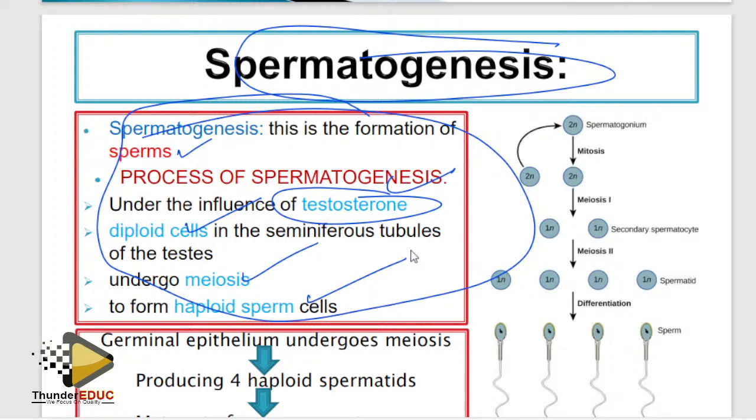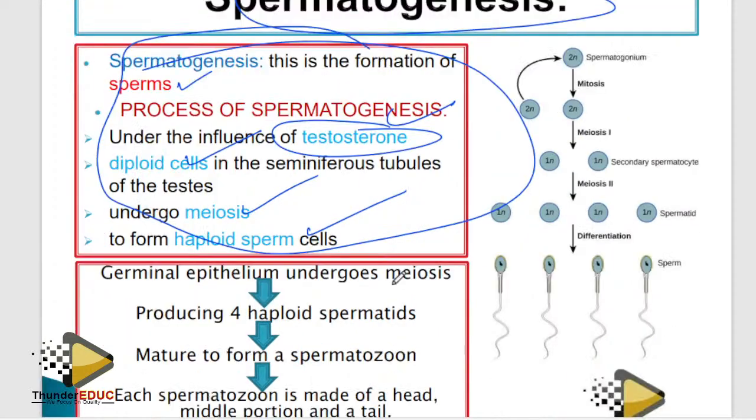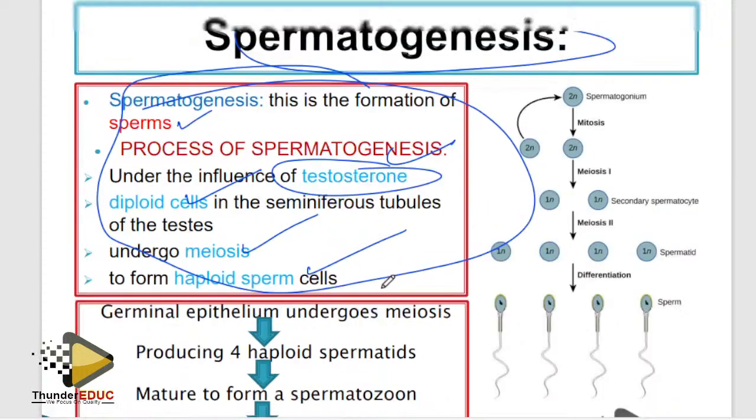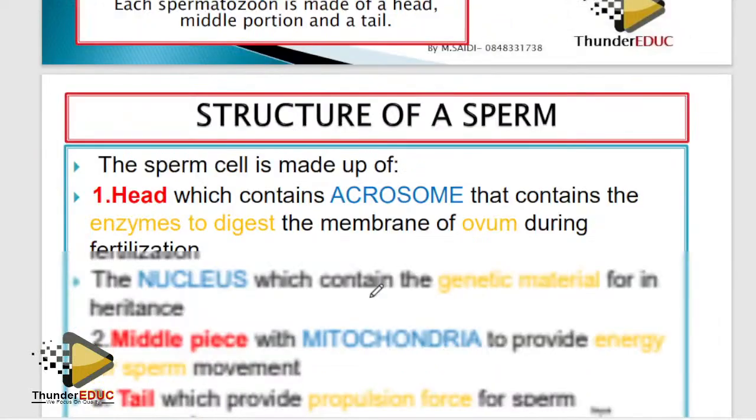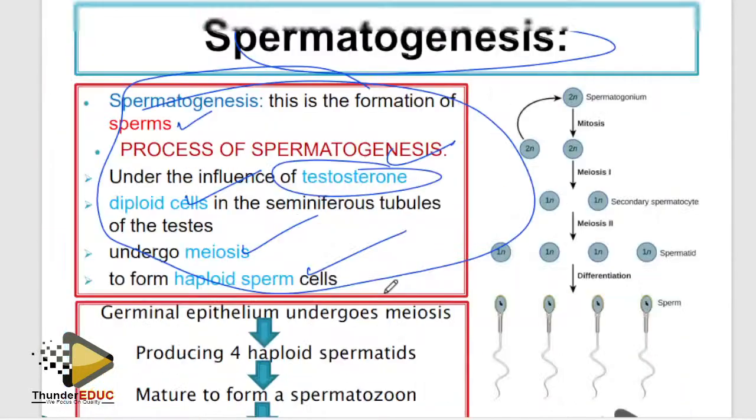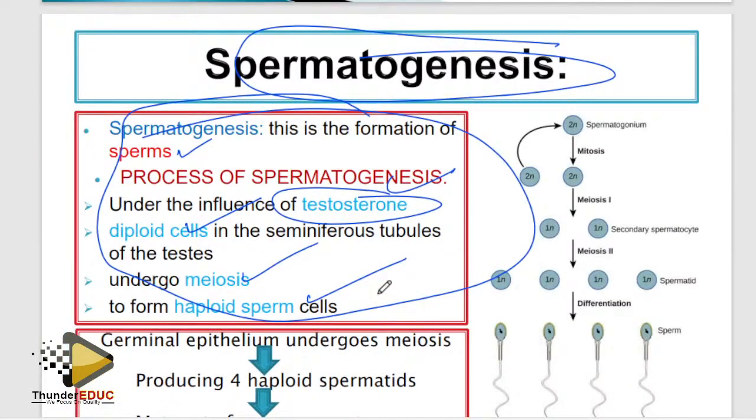Don't tell me spermatids, primary oocyte, secondary oocyte. We don't want those in spermatogenesis and oogenesis. Don't waste time. This is what we want. You understand? Yes, because when we are marking, we follow the examination guideline. Is it clear? Let's go to the next one. So, please, if you are to read spermatogenesis and oogenesis, focus on that.